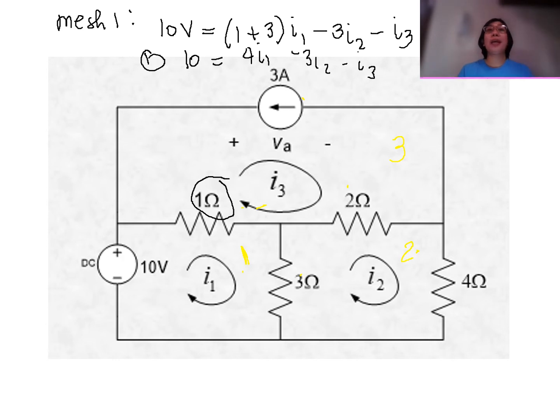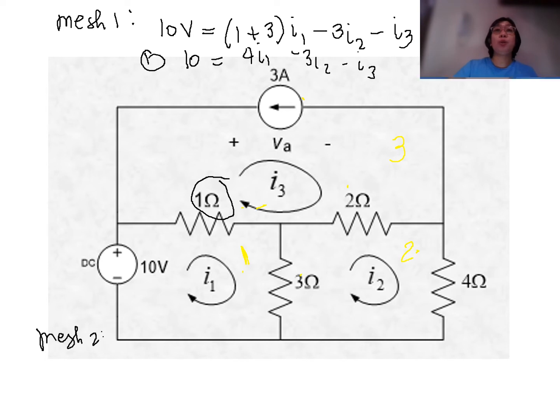So where is our second equation? We have 3 unknowns, I1, I2, I3, so we need 3 equations. We go to mesh number 2. Here, we are going to treat your I2 as the self-resistance. All those resistors connected to I2 will be treated as the self-resistance, and other resistances connected between I2 and other meshes will be treated as mutual resistances.